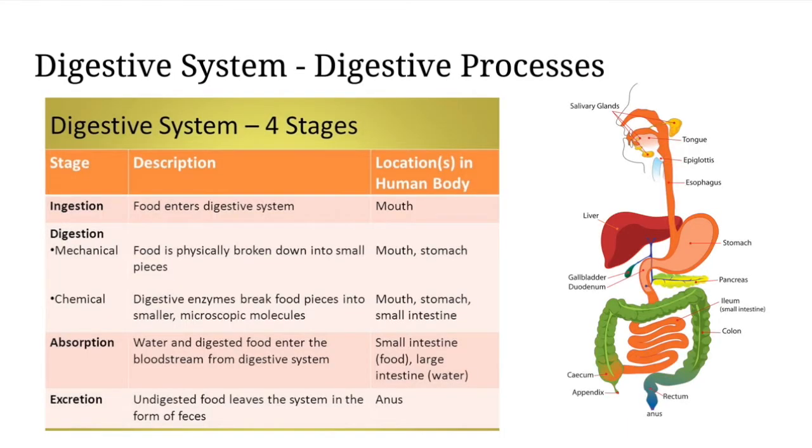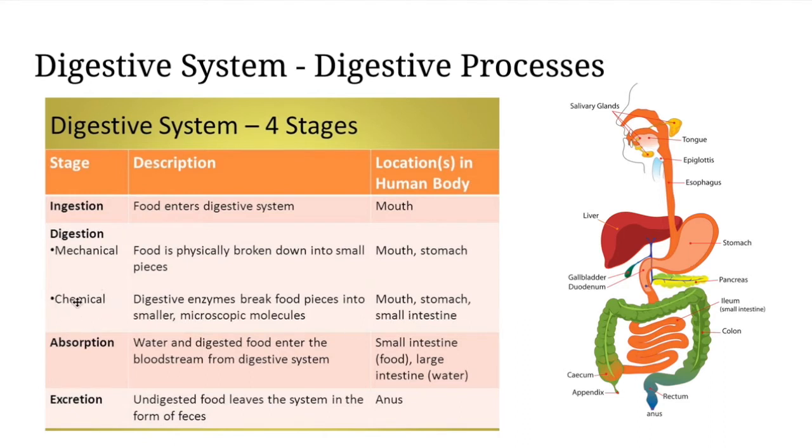If we look at the four stages of digestion, first we would have ingestion. That would be you literally putting food into your mouth so that digestion can actually begin. Digestion itself can be broken into two types. We have mechanical digestion. That includes you chewing your food in your mouth, and then your stomach mixing and churning the food. Both of those things help to break down physically the food into smaller pieces.